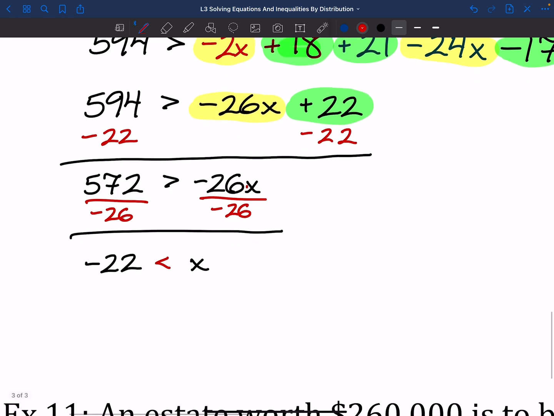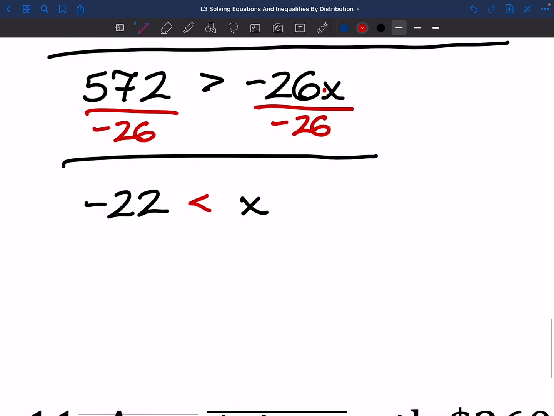I know that there are a lot of people that really like to have their x on the left-hand side when they write their answer. What I'm going to tell you is that if you wanted to write your x on that side and your -22 over here, that's perfectly fine. But please make sure that your symbol is still opening in the same direction. So my symbol is opening towards x. That means that when I flip it, it should still be opening towards x. Either one of these is okay.